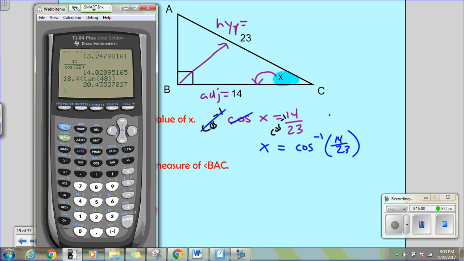So again, I hit second cosine in order to get the inverse, and I'll type 14 divided by 23. Or you can use alpha y equals, that doesn't matter. And it tells me my angle is about 52.5.